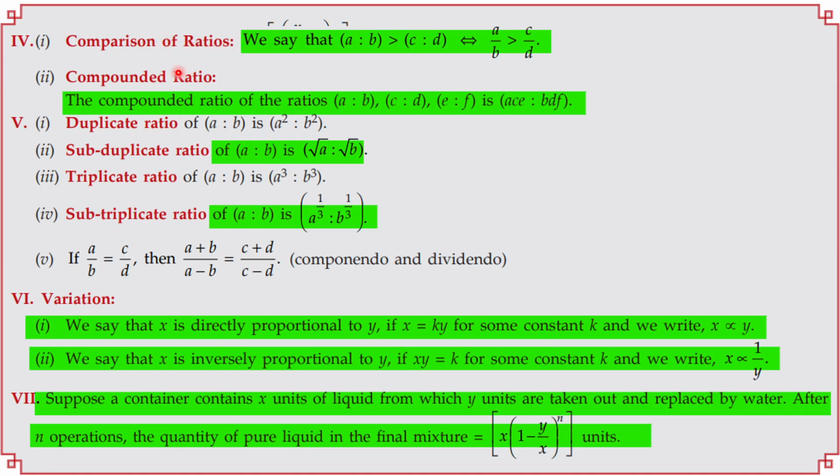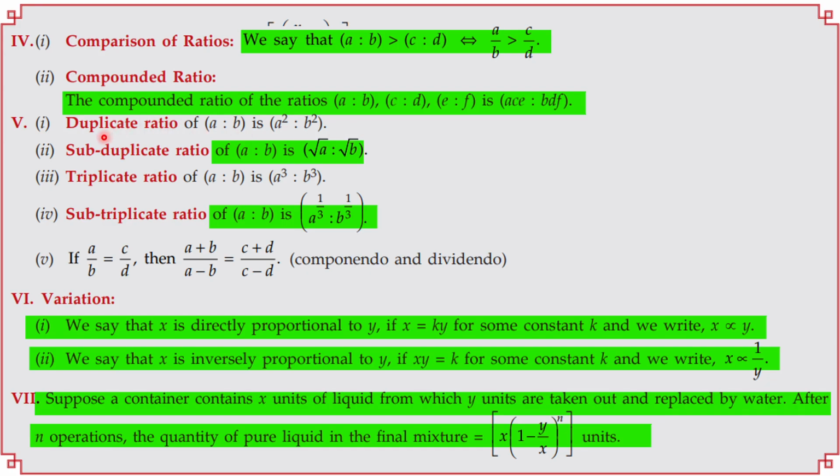Comparison of ratios. We say that A is to B is greater than C is to D, which implies A by B is greater than C by D. Compound ratio. The compound ratio of the ratios A is to B, C is to D, E is to F is ACE is to BDF.